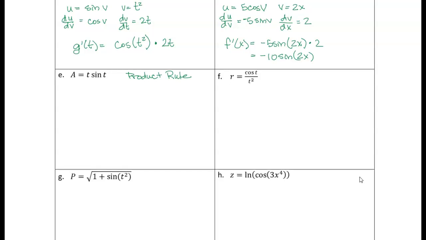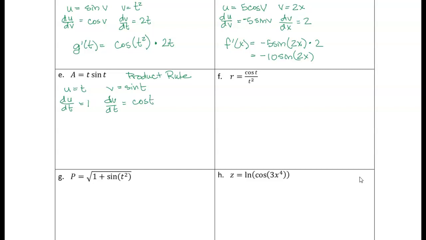Okay, I have two functions. I'm just going to call u equals t. That's the first function, first factor. And I'm going to call v sine of t. And then I'm going to take the derivative of each one. The derivative of t is just 1, right? Again, using the power rule. The derivative of v is equal to cosine, right? Derivative of sine is cosine.